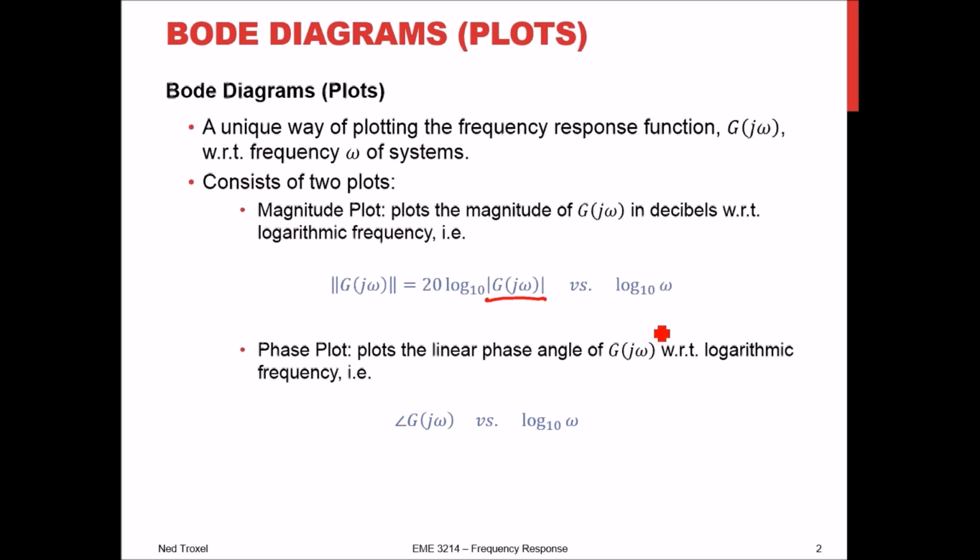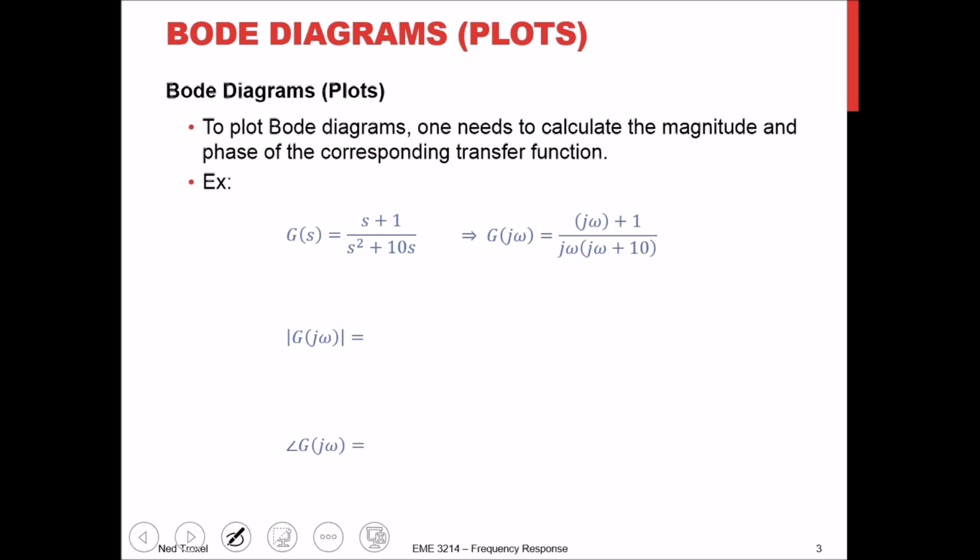All right. Now, similarly, for the phase plot, you use a logarithmic frequency scale. That makes sense. But we just plot the phase angle of G of j omega in degrees. So in order to plot the Bode diagram, you need to calculate the magnitude and phase of each transfer function.